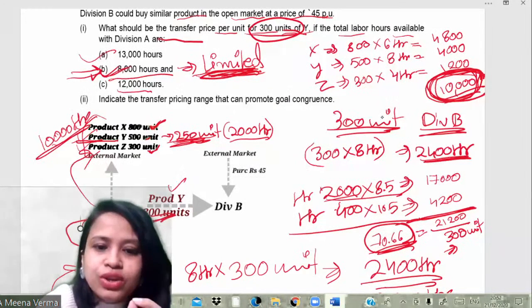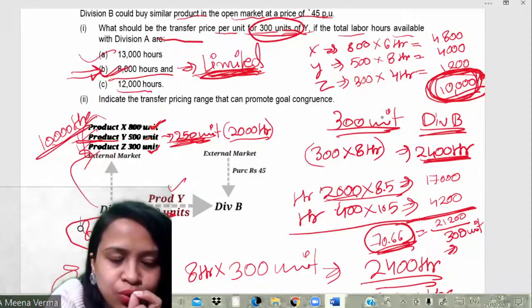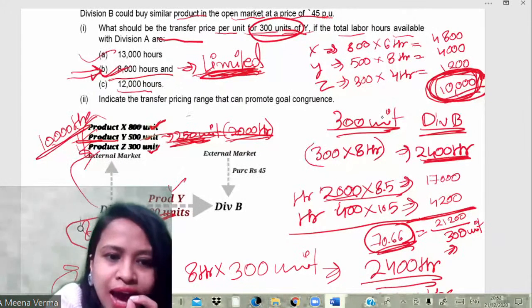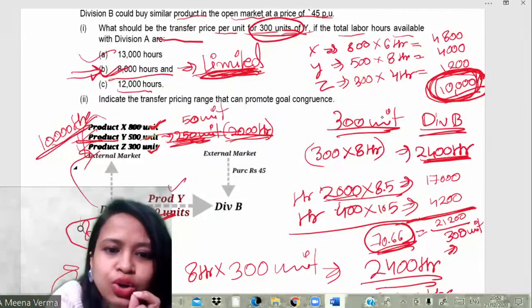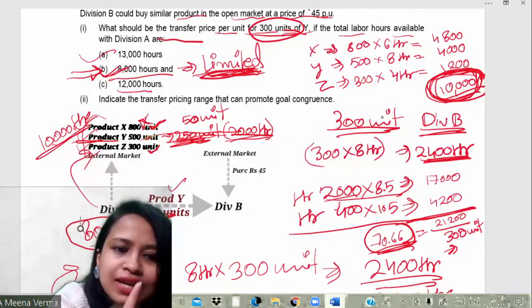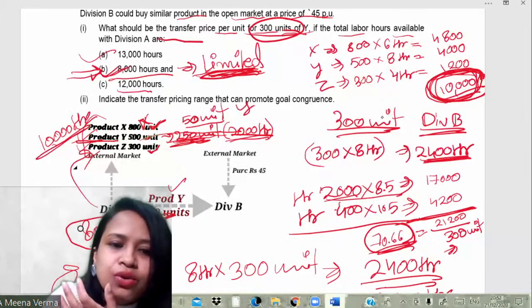For 300 units, we need 2400 hours. Okay? Means we need 2000 hours from here, means 250 units. And for producing 50 more units, we need more hours. For that, we will disrupt the production of product X. We will stop producing product X for producing product Y.